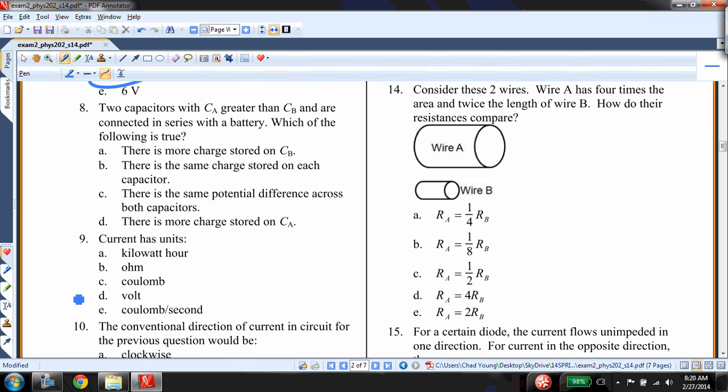All right, 2 capacitors, CA greater than CB, are connected in series with a battery. Which of the following is true?